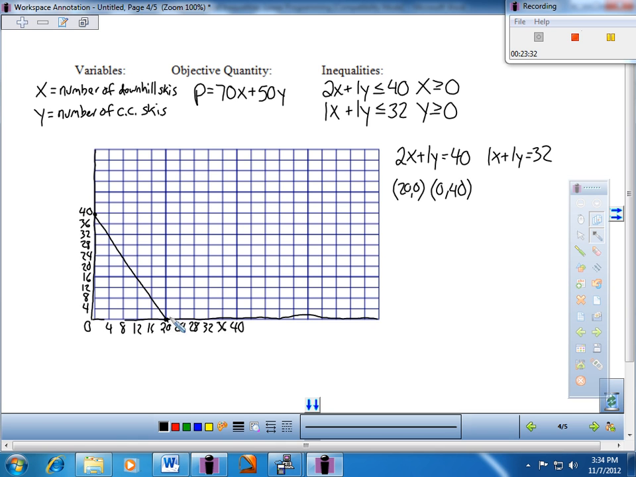Now you have to decide, are we going to shade above or below? And so let's put in that 0, 0, everybody. So 2 times 0 plus 1 times 0, less than or equal to 40. And is the left side less than or equal to 40? Yeah, of course it is. So we would shade below at this point. And everyone, if you get an opportunity here, just very lightly, let's shade that in.